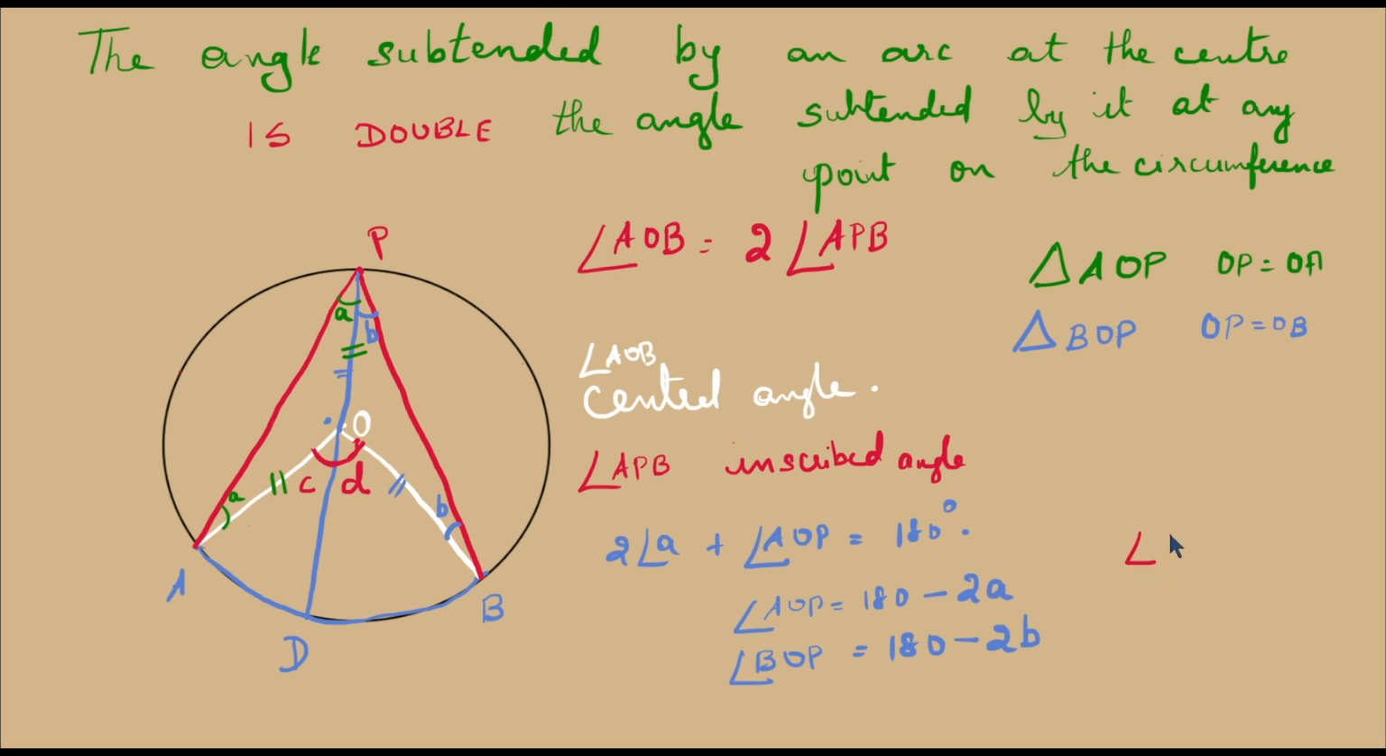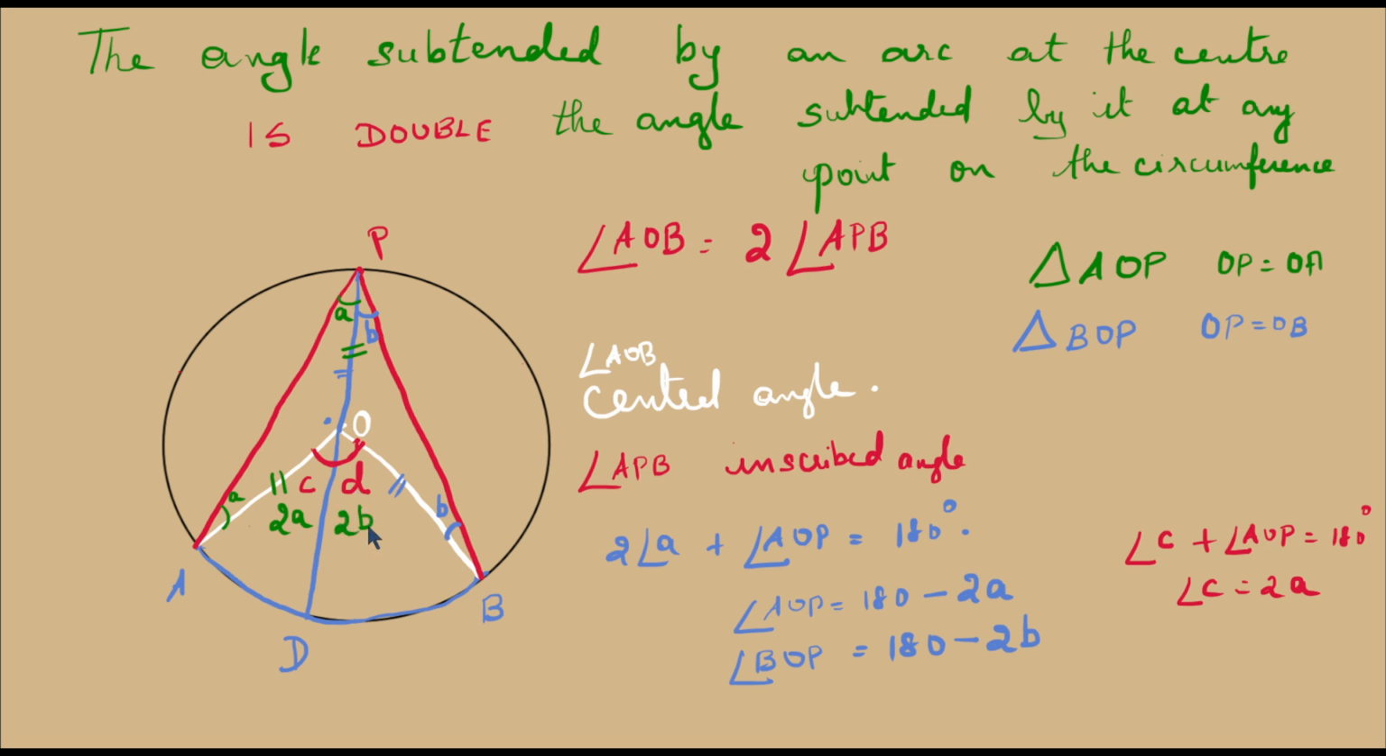Now angle C and angle AOP form a linear pair. Both of them add up to 180 degrees. So if angle AOP is this, then what is angle C? Angle C is equal to 2 times A. So I can write C as 2A, and by the same explanation, D would become equal to 2B.